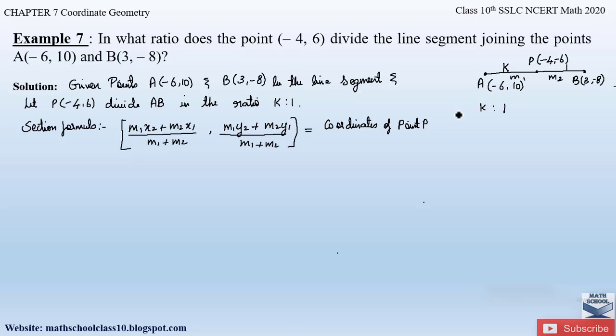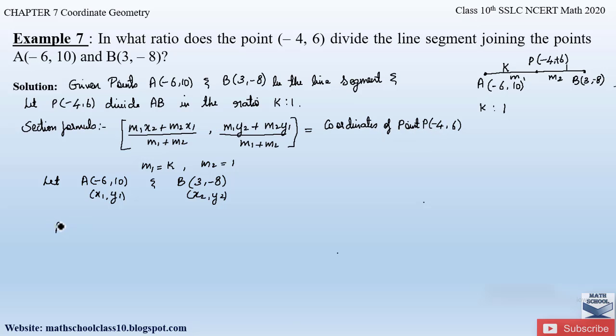This is the section formula which is equal to the coordinates of point P. Here point P coordinates are given as -4, 6. So this is +6. Please correct it. It is -4, 6. Now since we have assumed the ratio to be K is to 1, here M1 value is equal to K and M2 value will be equal to 1. And also let us assume, let point A given by -6, 10 be x1 y1 coordinate and point B given as 3, -8 be x2 y2, right?